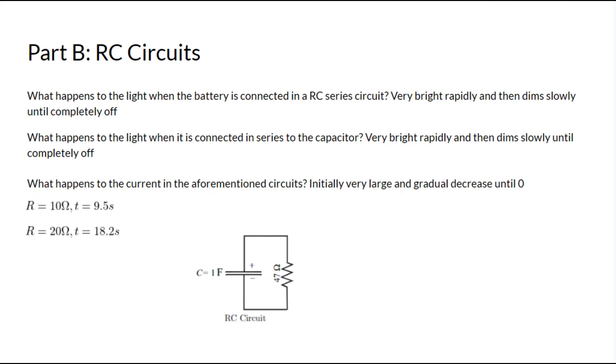With a bulb of 10 ohm resistance, it takes about 9.5 seconds to discharge, whereas if the resistance is twice as large and the bulb is 20 ohms, the time also is approximately double, 18.2 seconds.